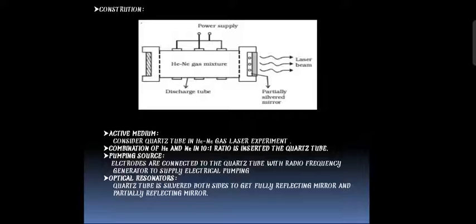Let's get into the construction. In this, the active medium is a quartz tube in the helium neon gas laser. The combination of helium and neon in the ratio of 10:1 is inserted into the quartz tube. For the pumping source, the electrodes are connected to the quartz tube with a radio frequency generator to supply the electrical pumping. The quartz tube is silvered at both ends to get fully reflecting and partially reflecting mirrors, which act as optical resonators. Here is the energy level diagram.